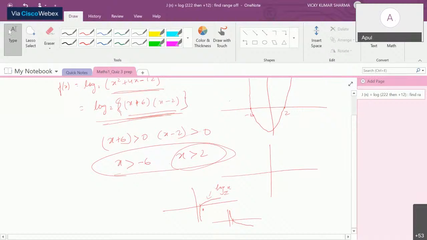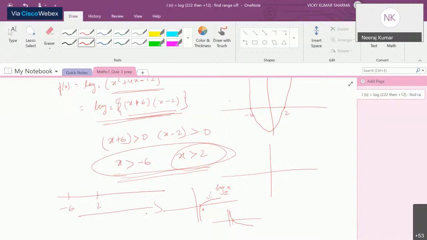So don't worry about x greater than minus 6. It should be x greater than 2. There are two conditions here. With x greater than minus 6, anything falling between minus 6 and 2 would also be avoided, so it would be just x greater than 2. No, it's a quadratic equation, so it can take negative values. It's "or", not "and".